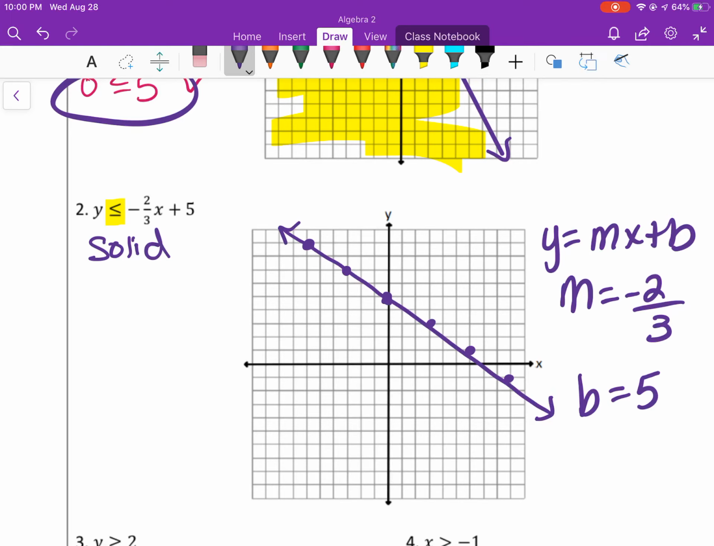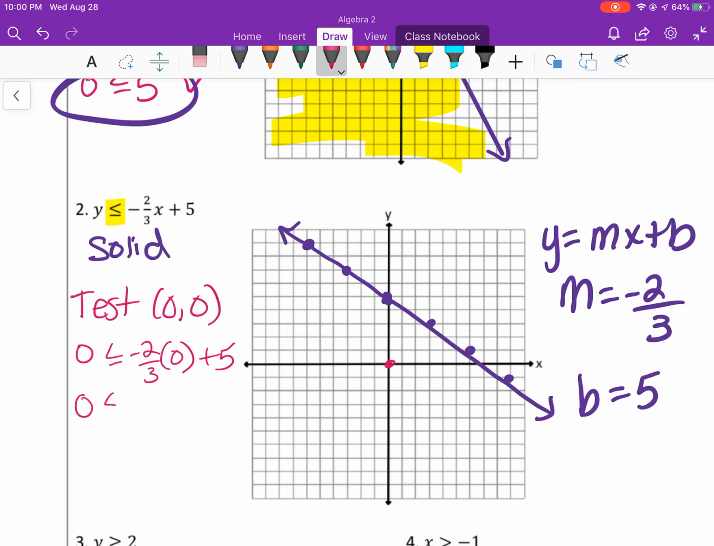Sometimes it'll auto-correct it. And then since 0, 0 is not being used, let's test that point again. So 0 for y, 0 for x. So 0, anything times 0 is 0. 0 plus 5 is 5. And 0 is less than 5. This makes the inequality true, which means that these points below the line are solutions. So we're going to shade all of those points below.